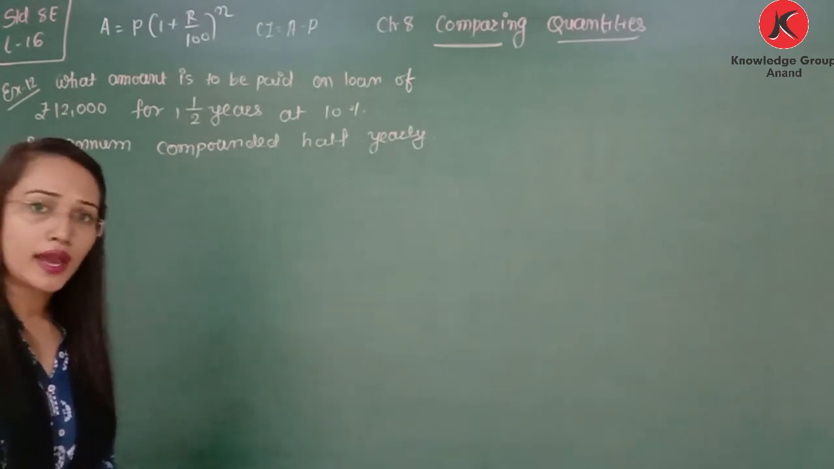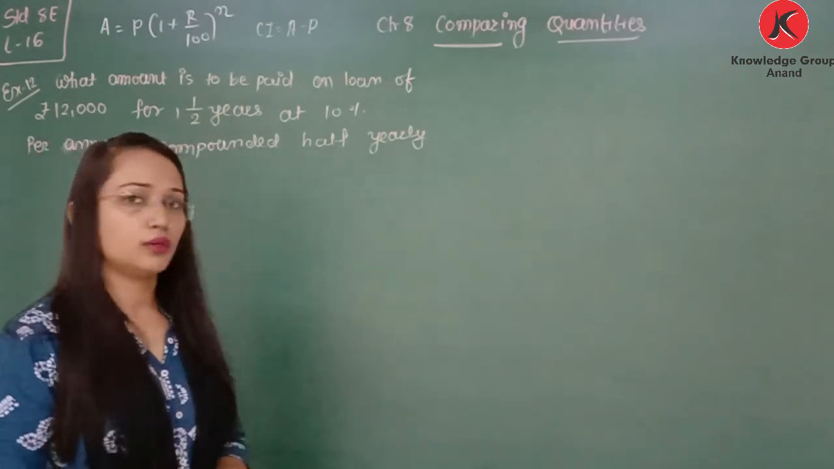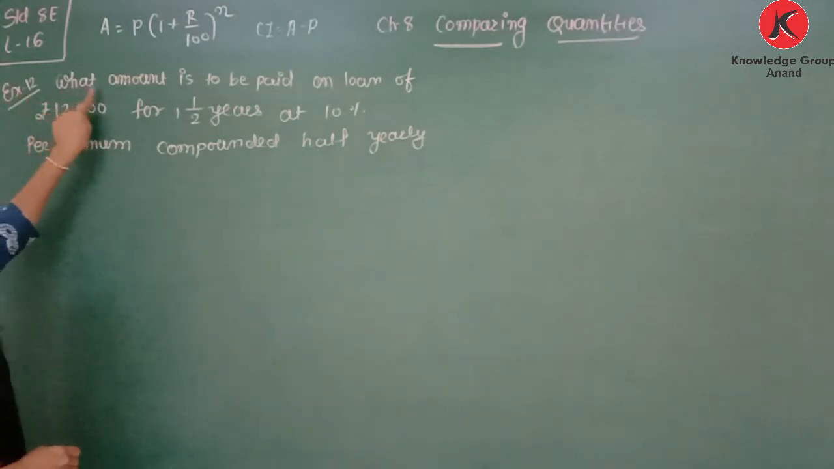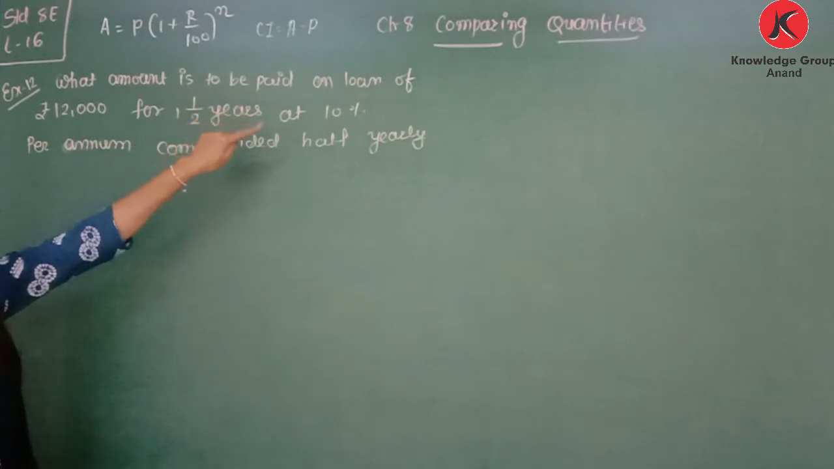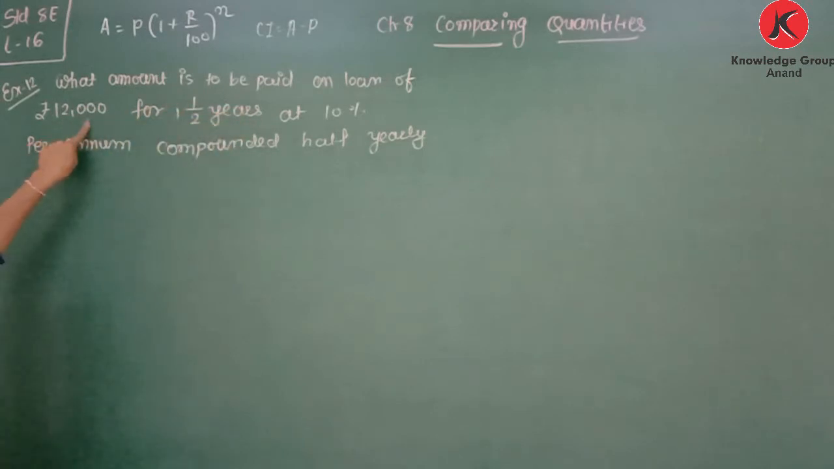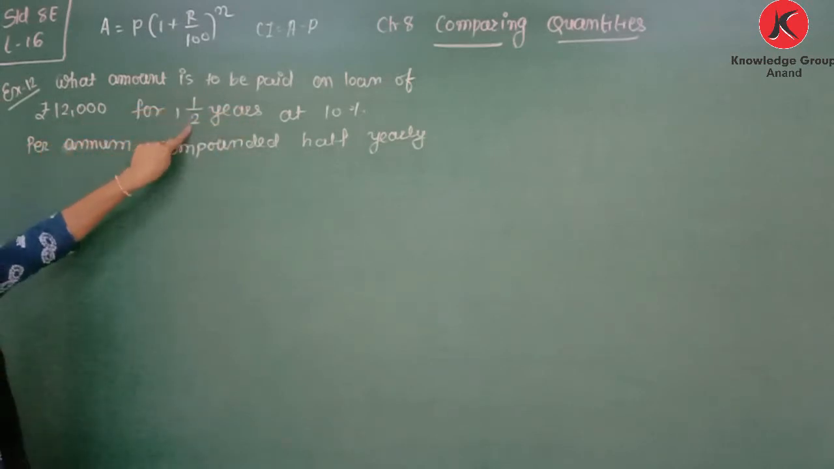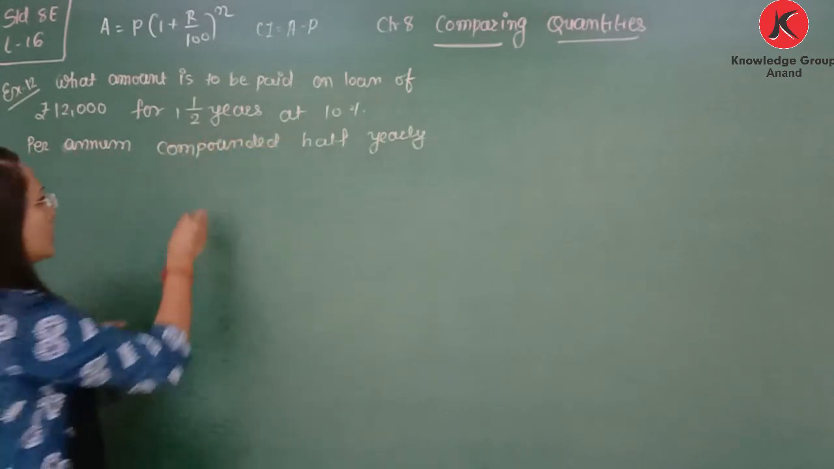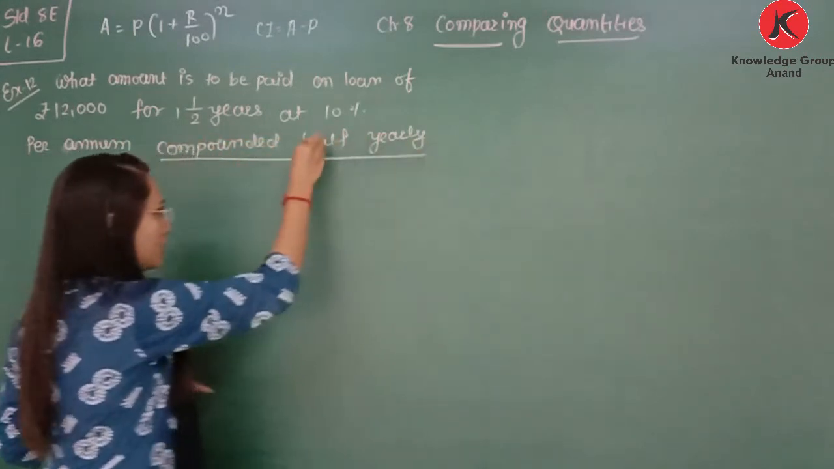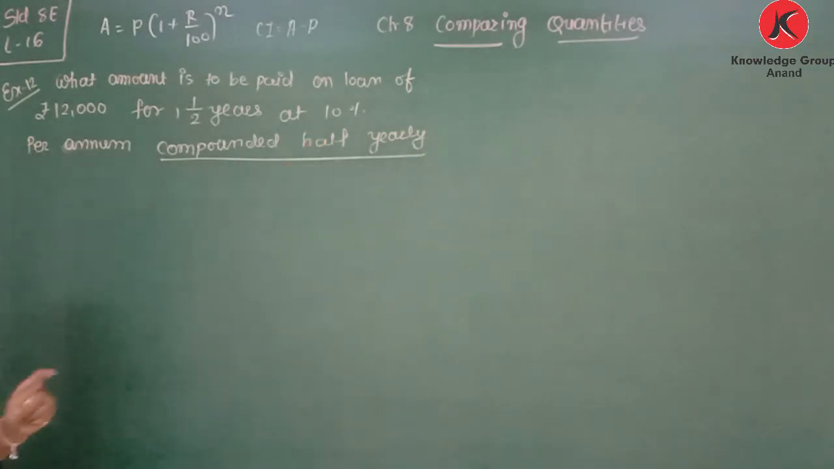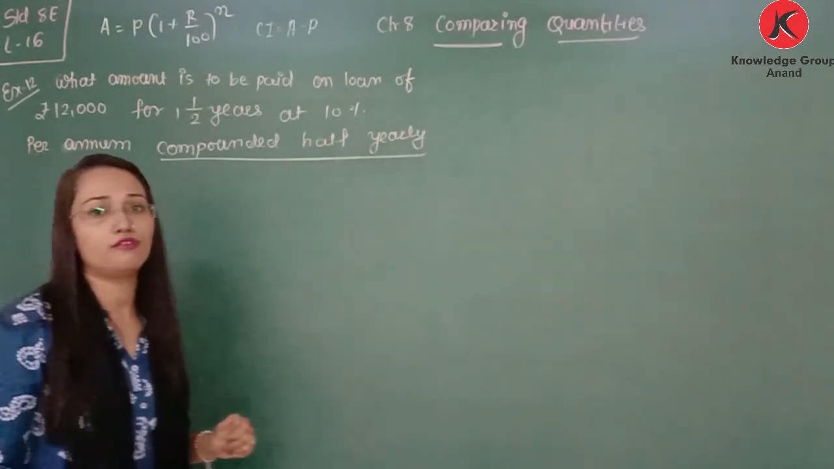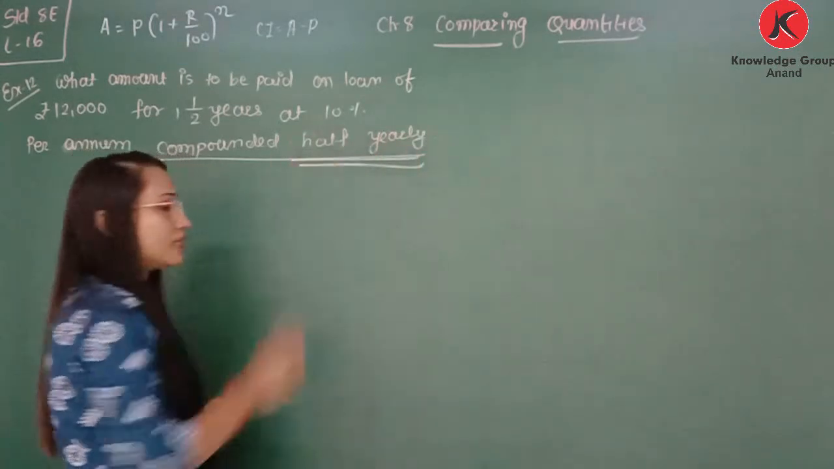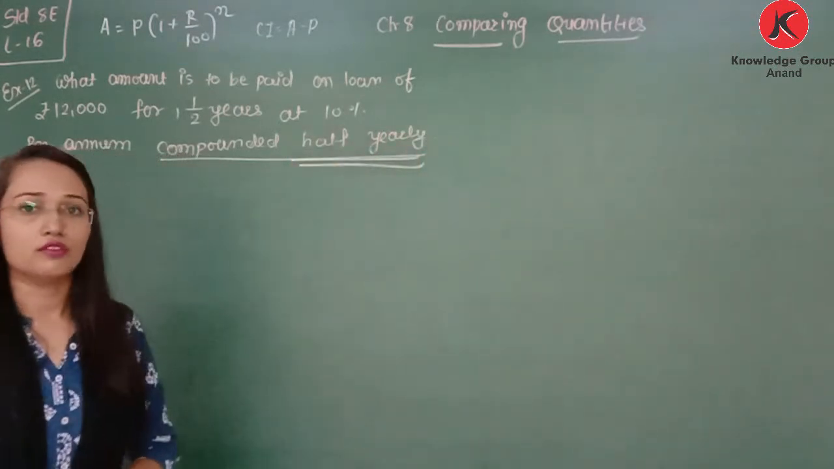Now we will solve the examples given in your textbook related to compounded half yearly and compounded quarterly. So let's start example 12 given in your textbook. What amount is to be paid on a loan of 12,000 rupees for 1.5 years at 10% per annum compounded half yearly? Read this statement properly. Compounded half yearly means our rate of interest and n will change.